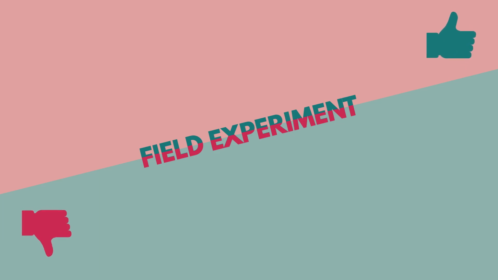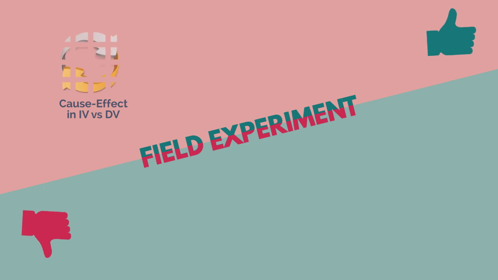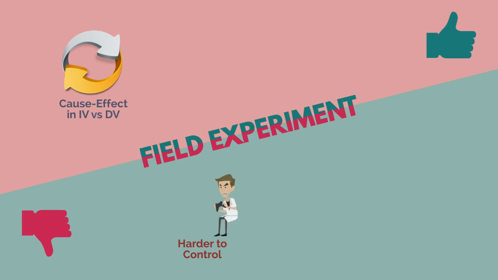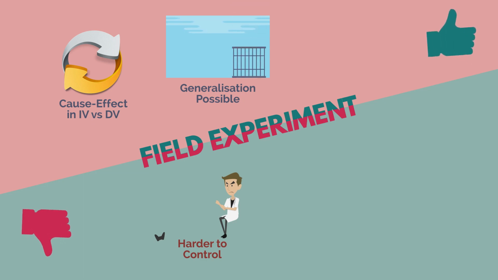Now let's look into the strengths and limitations of field experiments. Field experiments can infer a cause and effect relationship between the IV and the DV, though this relationship can be diminished because it is harder to control extraneous variables in field settings. There tends to be higher ecological validity due to the real-world environment, which means results can be generalized beyond the experimental setup.